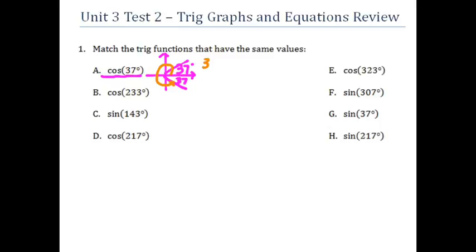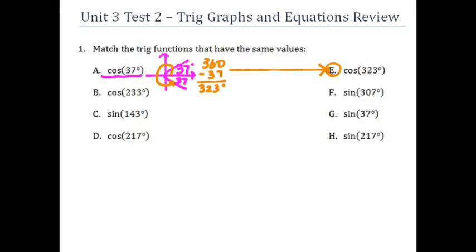So of course we're going to do that by subtracting 37 from 360. And if we do that, we get 323 degrees. And so that means that answer choice A is going to match with choice E here, cosine of 323 degrees. Now out of these 8 choices here, we only have 2 matches. So I'm going to go ahead and look for the next match.